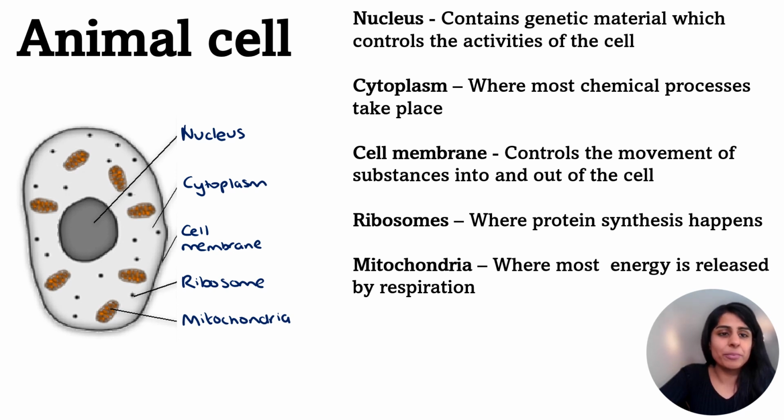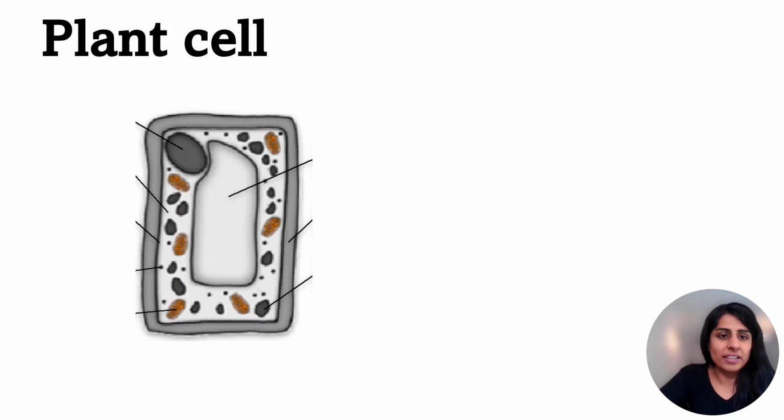You need to be able to label them in a diagram and describe their functions. Now these parts are found in both animal and plant cells. So now we'll be looking at a plant cell. So this plant cell has the 5 parts we've just labelled, so we're going to go through those.